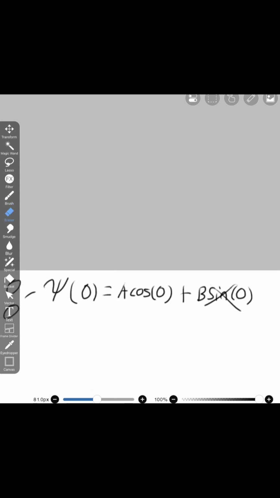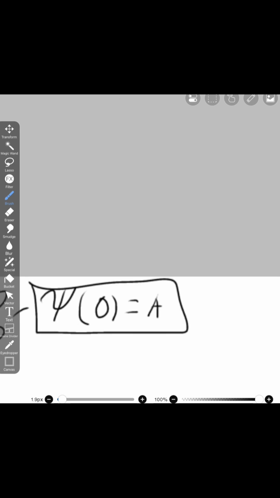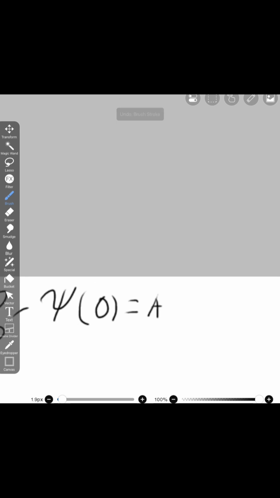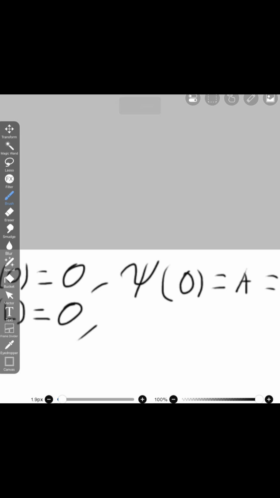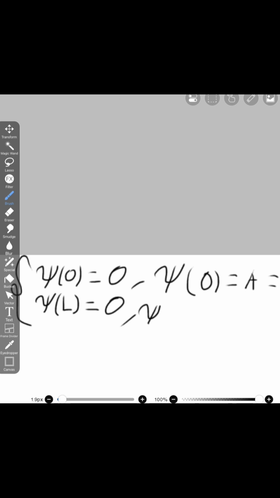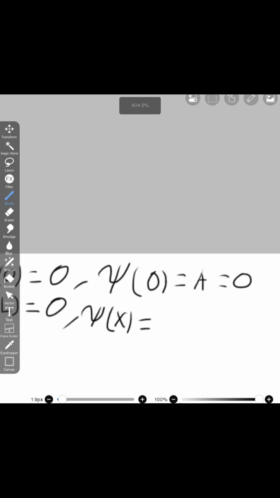So therefore, psi of 0 will be a. I mean, psi of 0 is equal to a, which is also equal to 0. Now, this will simplify our wave function, which is going to be psi of x, which will equal b sine of kx.